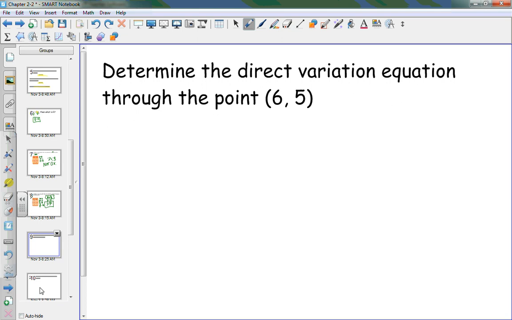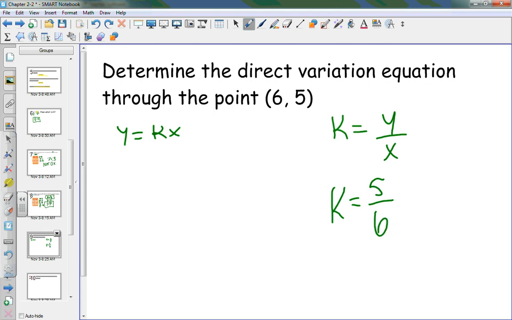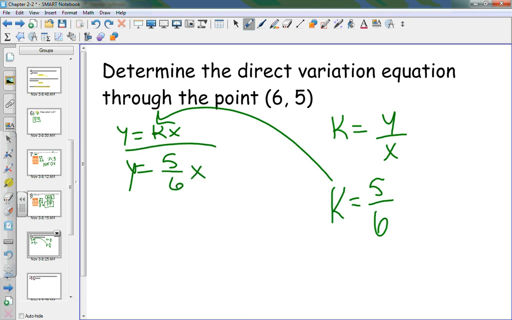Now, I give you determine the direct variation equation through the point 6, 5. It is direct variation, which means y is equal to kx. That's your equation. What does k always equal? Y over x. Do I have a y and x? What's y? 5. What's x? 6. So now I take that and plug it into my equation. Y equals 5 over 6x. There is my equation. That's it. We good?